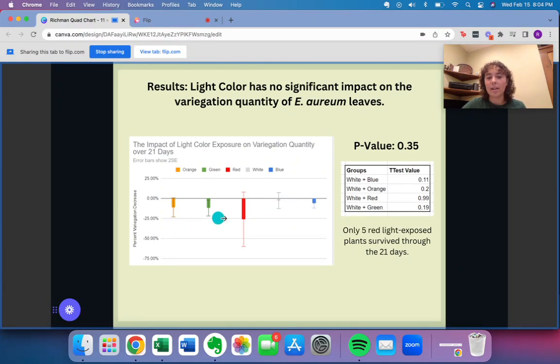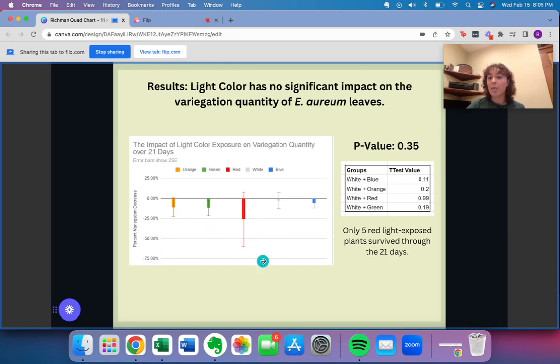And as you can see, they all decreased in variegation, but the error bars are overlapping, and the p-value for all of these groups was 0.35, which means there's no significant difference between the groups, which means there's no significant impact of light color in general on the variegation quantity of Eoram leaves. You'll see some weirdness in my red data because out of the 10 plants that the red group started with, only 5 survived, despite ample water and resources and oxygen, or carbon dioxide.